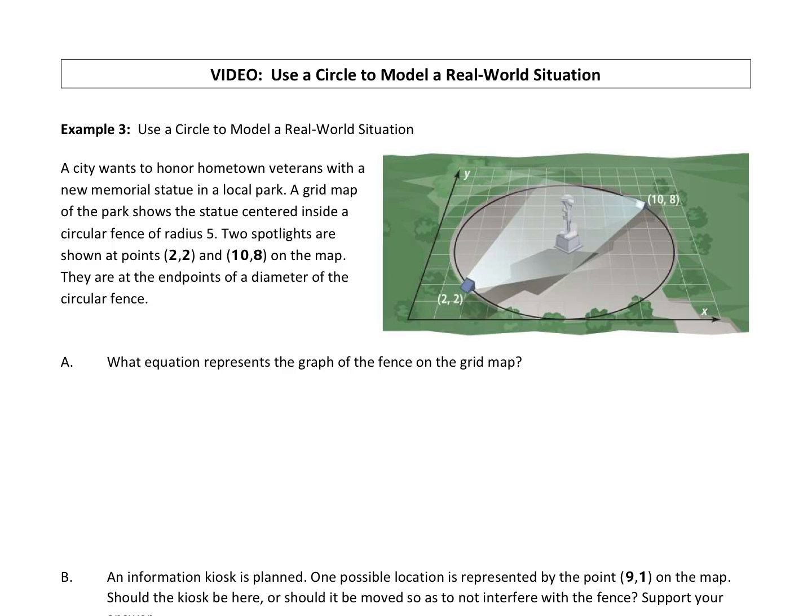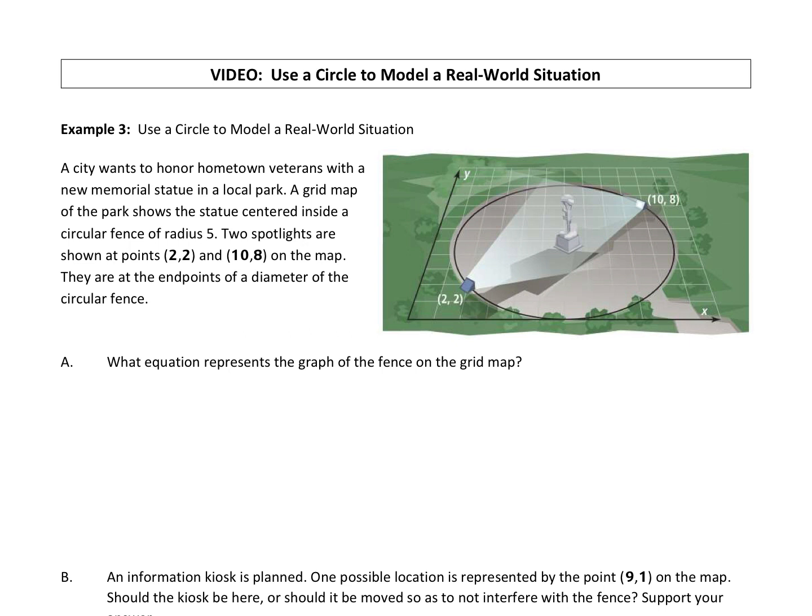All right, we're going to take a look at how to use a circle to model a real-world situation. A city wants to honor hometown veterans with a new memorial statue in a local park. A grid map of the park shows the statue centered inside a circular fence of radius 5. Two spotlights are shown at points (2, 2) and (10, 8) on the map. They are at the endpoints of a diameter of the circular fence.